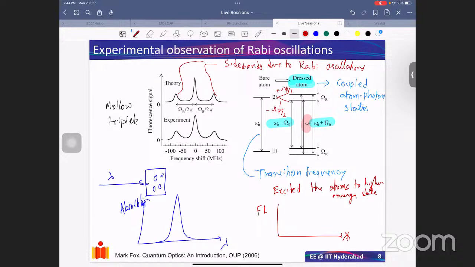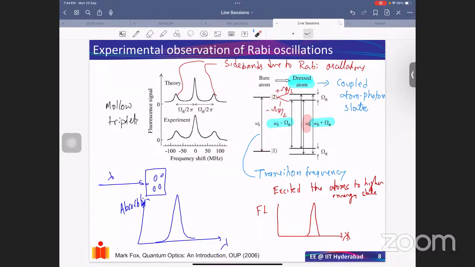Yeah. So we'll get two or more peaks. No. If you have a simple atom without any other signal, you'll get a single peak. Only this transition. Basically, atoms will go from this excited state to the ground state. You'll only get one fluorescence signal.